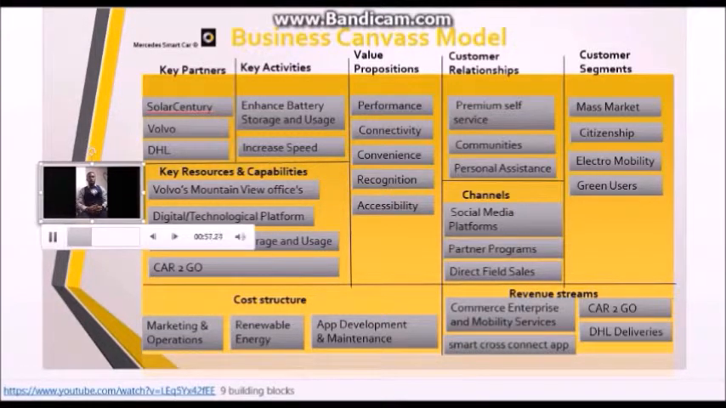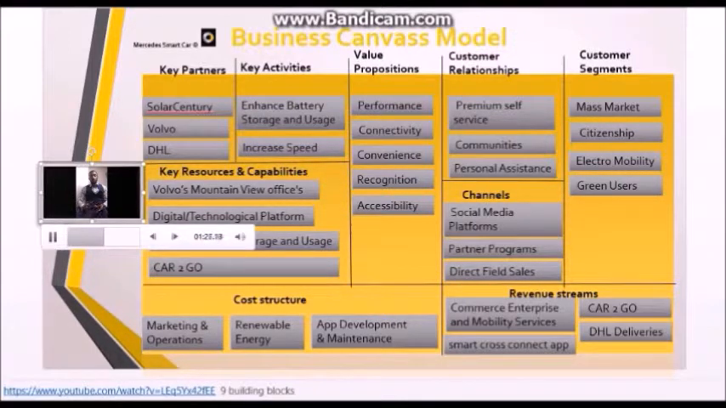The key activities are to enhance battery life, storage and usage, and increase the speed of the car, because the speed of the car is one of the issues that the users have put forward to us. Value proposition is performance, connectivity, convenience, recognition, and accessibility, which is also very important for us going forward. The customer relationship is premium self-service, communities, and personal assistance.